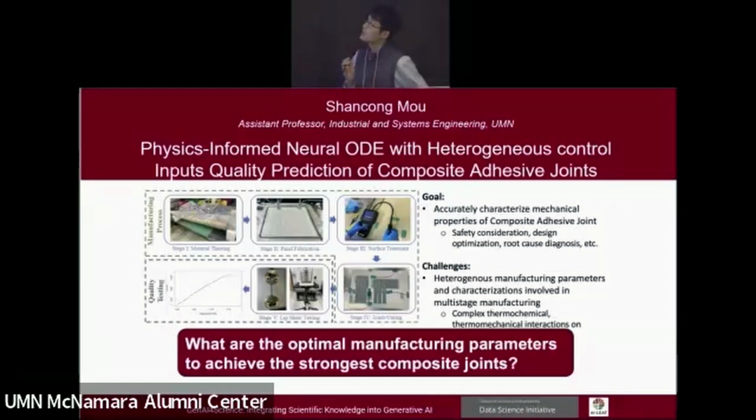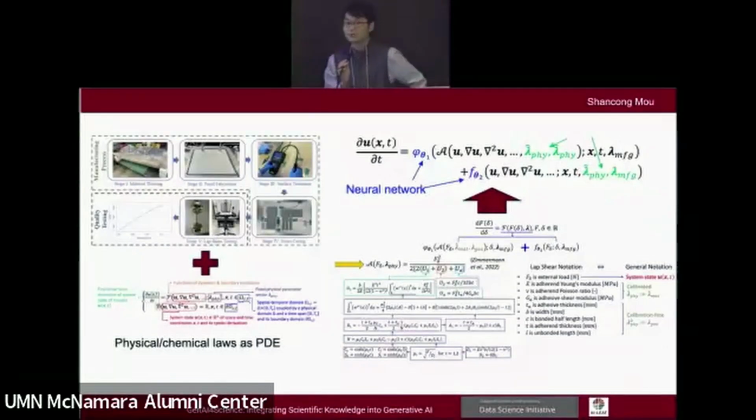So this becomes a predictive problem where the input is the heterogeneous manufacturing parameters, such as pressure and temperature, and finally we want to predict the destructive test curve, because this curve really reflects the material property. So how do we do it? We try to integrate the existing material property equations that describe how this test process works.